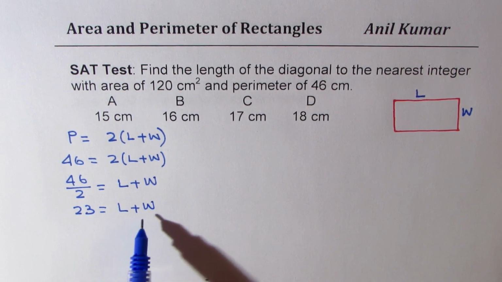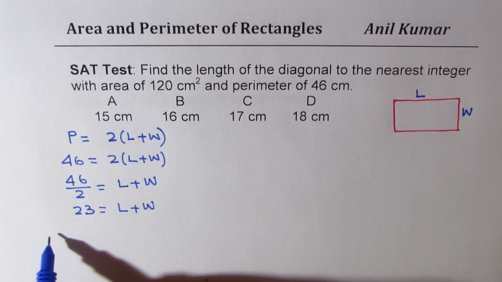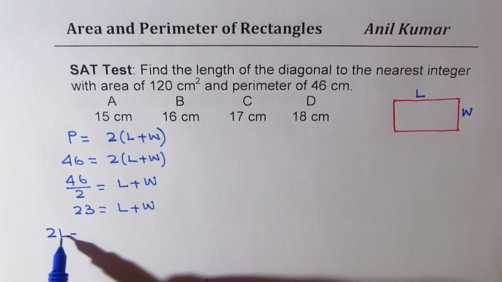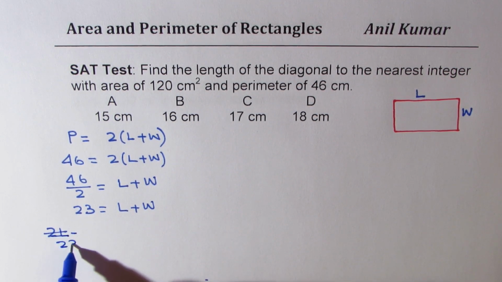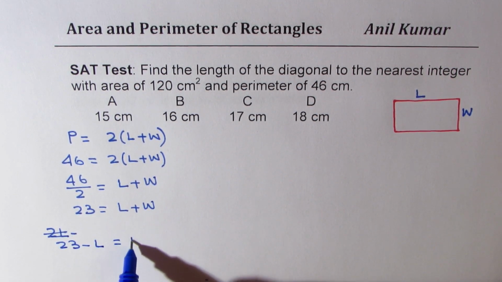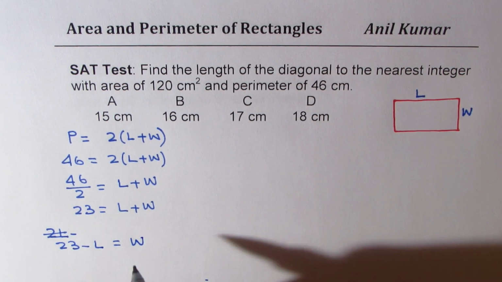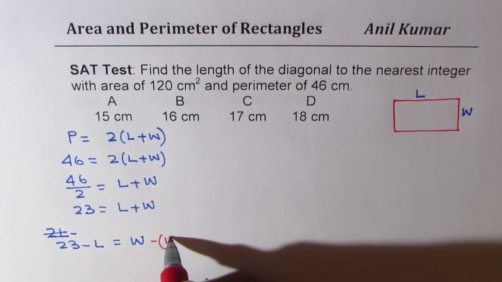Now from here, we can write what width is, right? So we can say 23 minus length is equal to width. We get one equation, right? So let's call this our equation number 1.